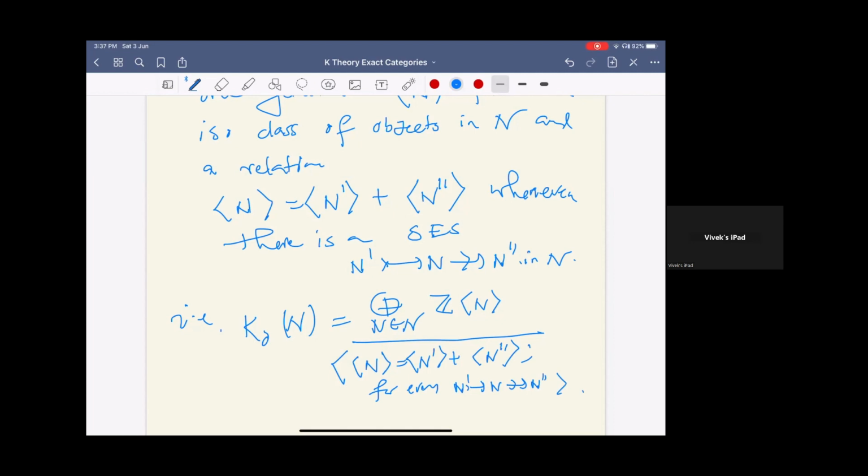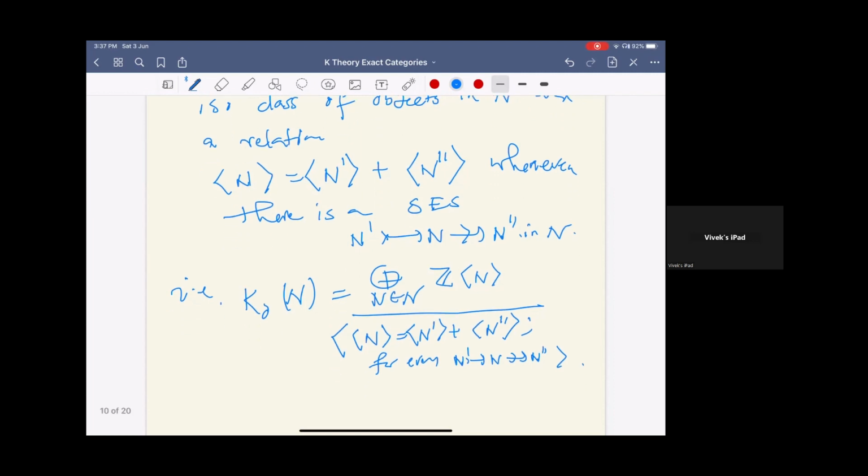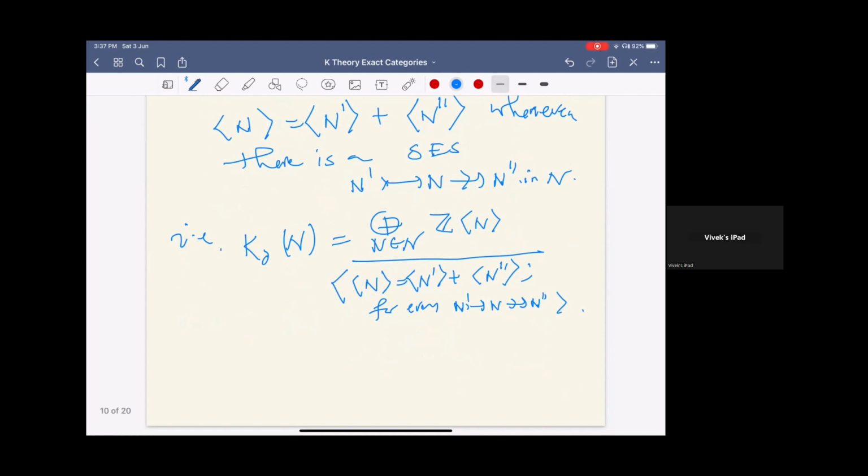Whenever you have a short exact sequence, it's given by this relation. Is the definition clear? So now, as I said, PR is an exact category. So that's given by K0 of R. K0 of PR is defined as K0 of R, K0 of B. Think of PR as an exact category.